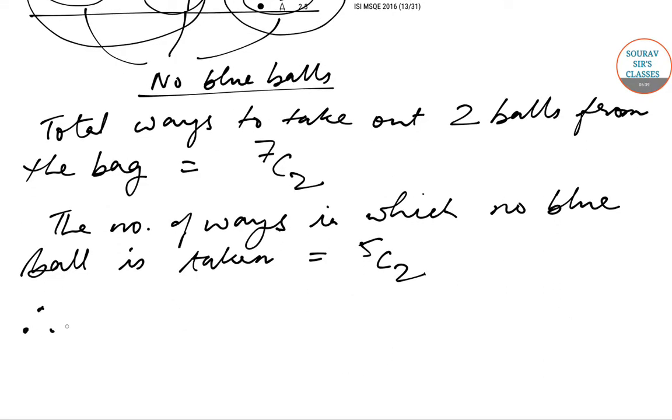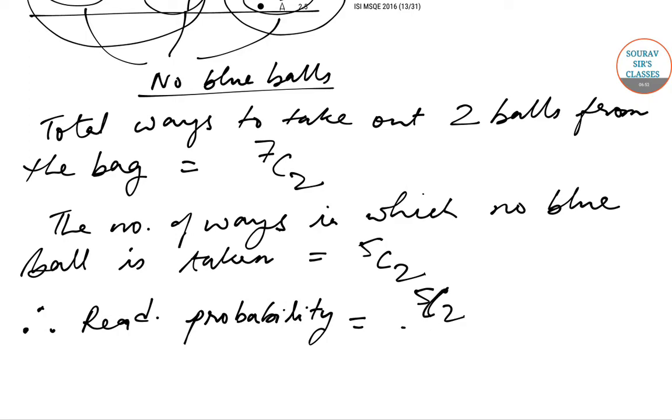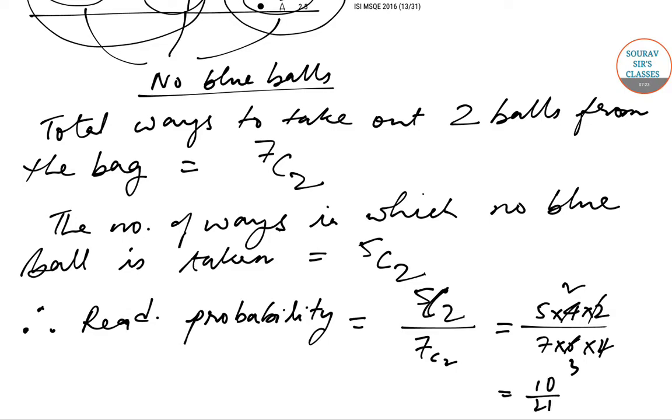And in that case, required probability will be equal to 5C2 upon 7C2, and this is equal to (5 into 4 into 2) upon (7 into 6 into 2), 2 cancels out, 2, 3, this comes down to 10 by 21, which is the option A.